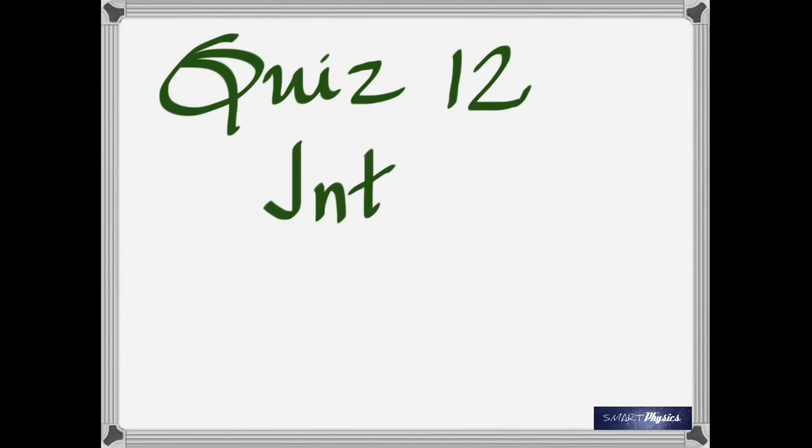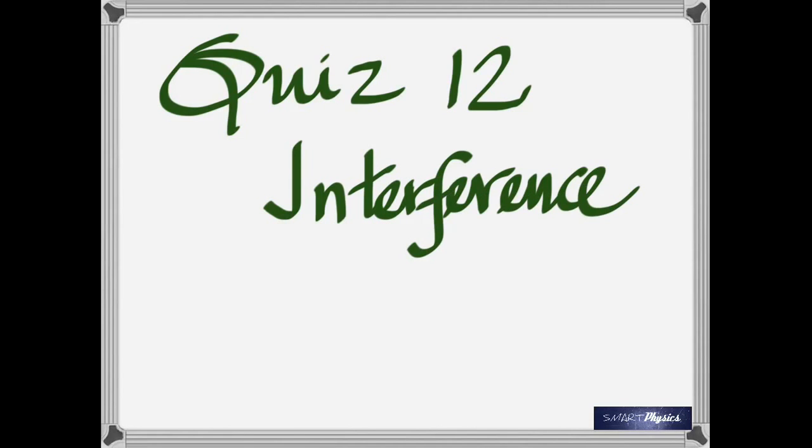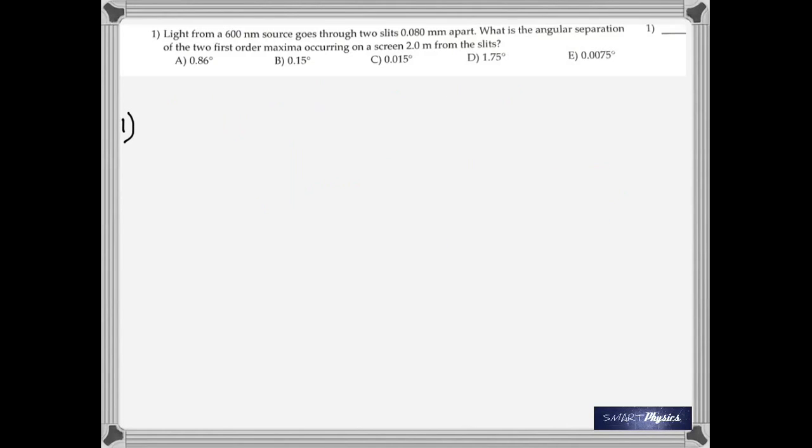Well, here are the answers to the quiz on interference. And there are only 10 questions here. In the first question, light from a 600 nanometer source goes through two slits, 0.080 millimeters apart. What is the angular separation of the two first-order maxima occurring on a screen 2 meters from the slits?